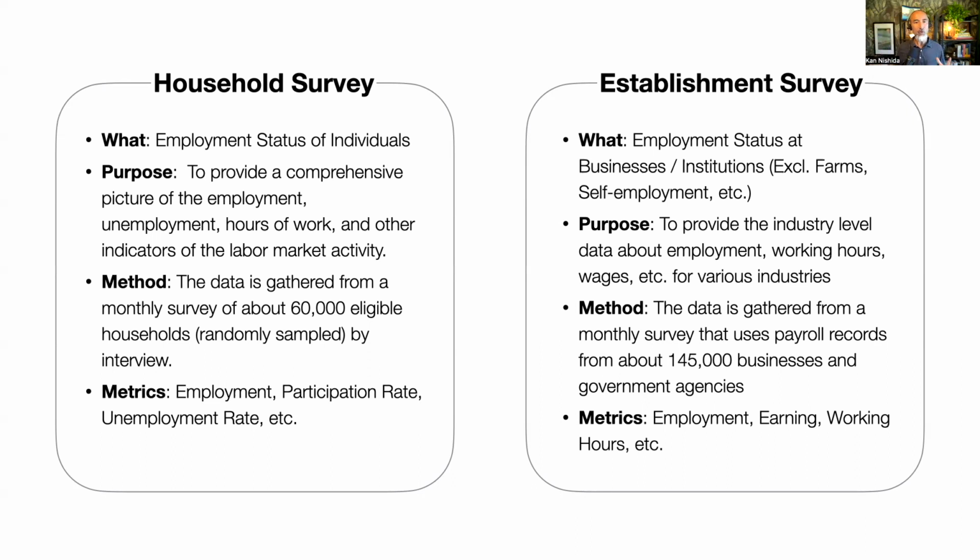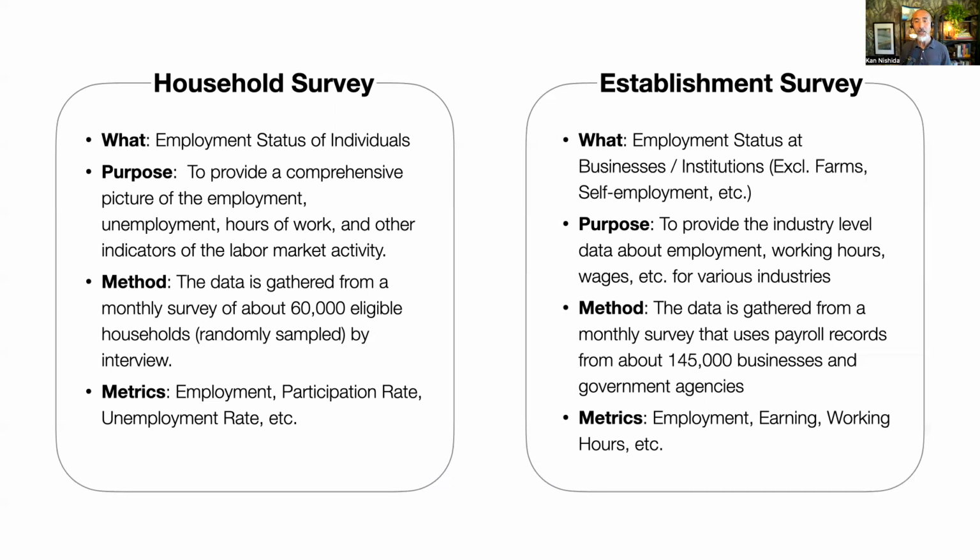I think the most significant difference between these two is the method. Let's focus on the method here. On the left-hand side, they pick about 60,000 randomly sampled households, and then based on that data, they estimate the entire population. So this is more like sampling, right? And they literally call them or email them and ask questions like, are you working? If not, how long have you not been working?